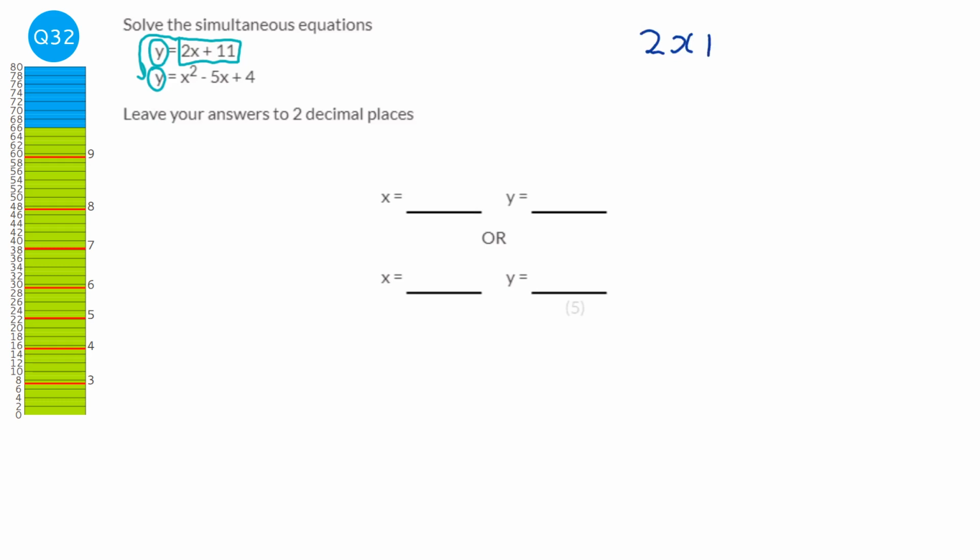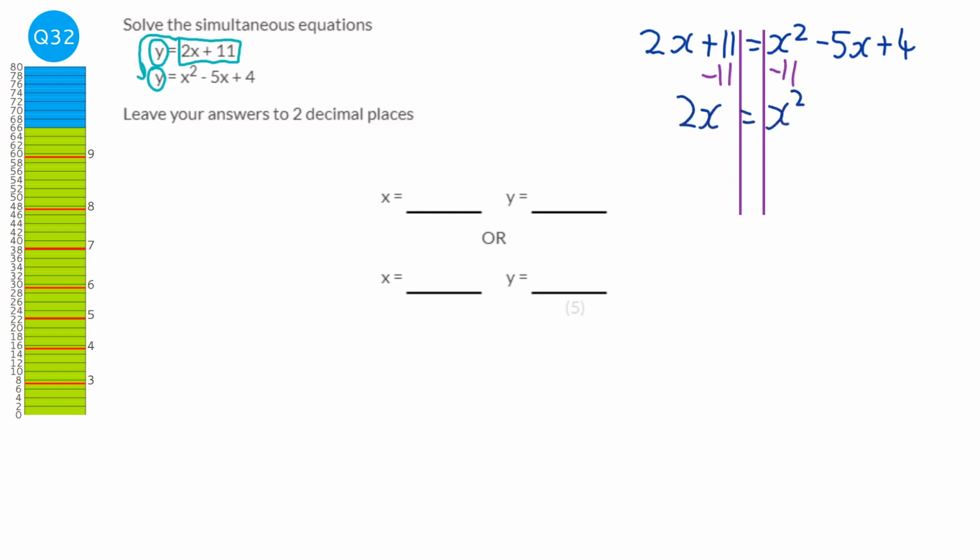So we've got 2x plus 11 equals x squared minus 5x plus 4. And we're just going to get everything equal to 0 so that we can solve it as a quadratic. So I'm just going to start by subtracting 11 both sides. So we've got 2x equals x squared minus 5x, what's that going to be? That's going to be -7. And then take away the 2x both sides. So we're going to have 0 equals x squared minus 7x minus 7.